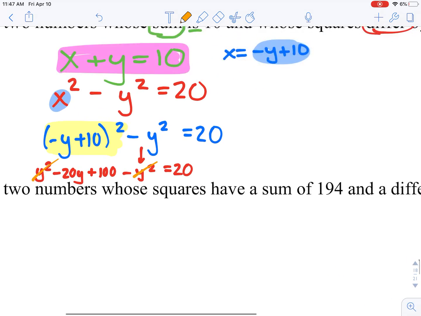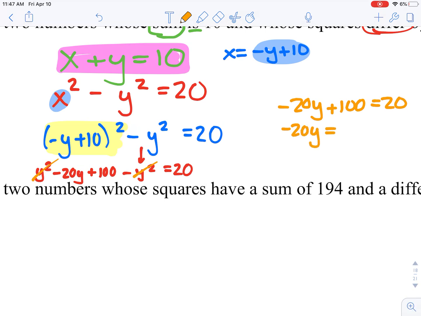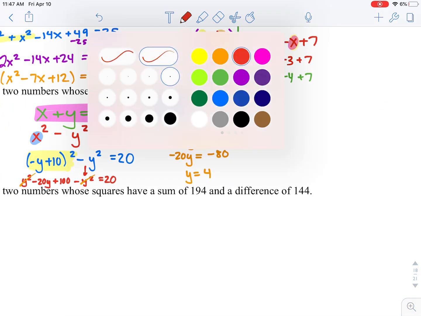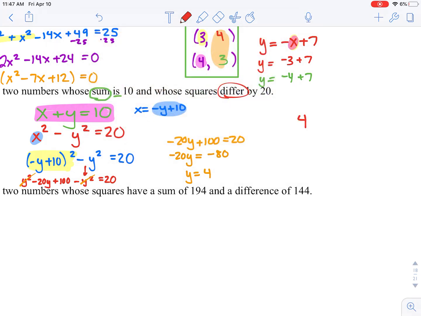It's no longer a quadratic. And we are left with negative 20y plus 100 equals 20. We're going to subtract our 100 to get negative 80 and divide by 20 to get 4. So if one of our numbers is 4, remember they're going to add 10. So if one of the numbers is 4, the other number is 6.